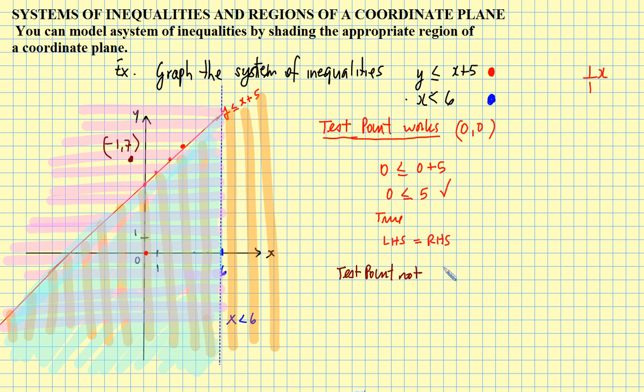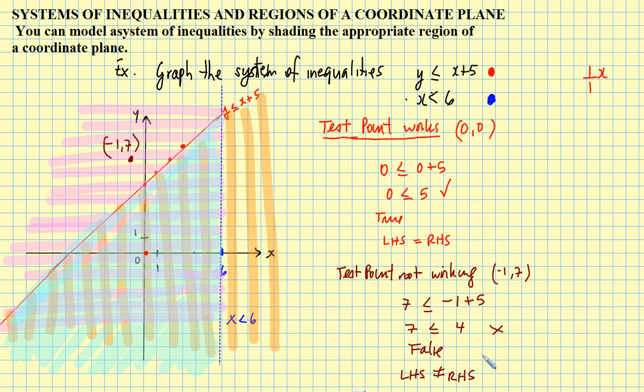So if I pick the test point, I'm just writing test point that's not working. I picked -1 and 7, so I will say that 7 has to be less than or equal to -1 plus 5. Is 7 less than or equal to 4? No, it is not. It is false. So we know that the left-hand side does not equal the right-hand side.